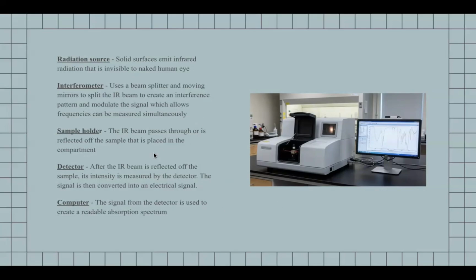The sample holder is where you put the sample. The IR beam passes through or is reflected off the sample that is placed in the compartment. And then there's a detector. After the IR beam is reflected off the sample, it's intensity is measured by the detector. The signal is often converted into an electrical signal. That electrical signal is then used to create a readable absorption spectrum by the computer.